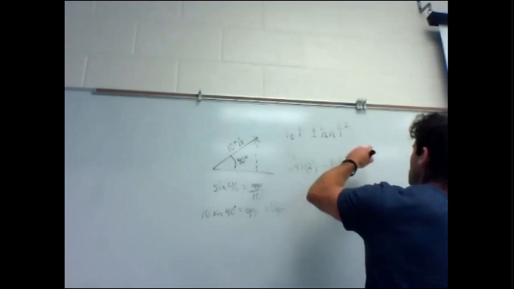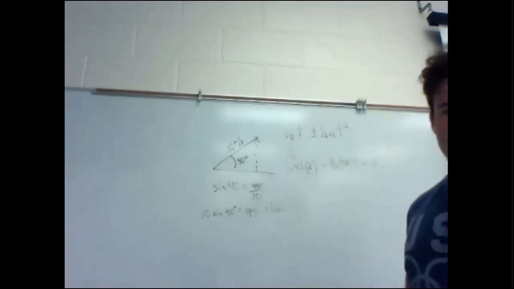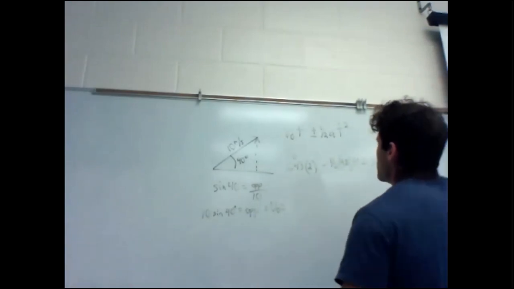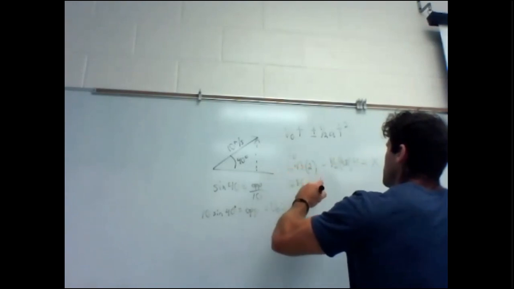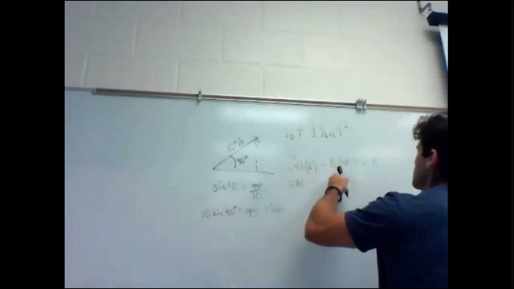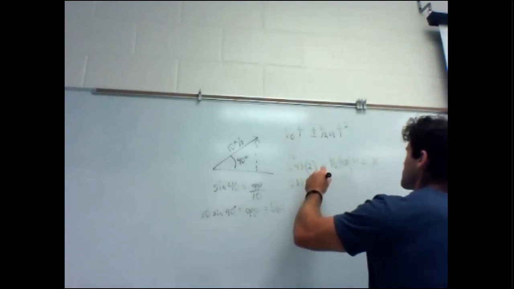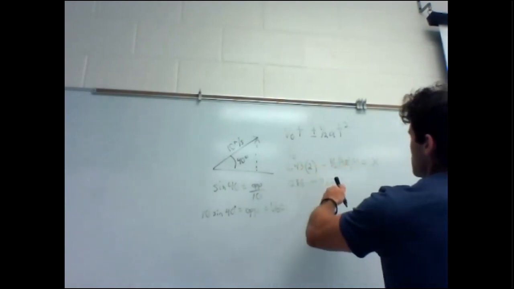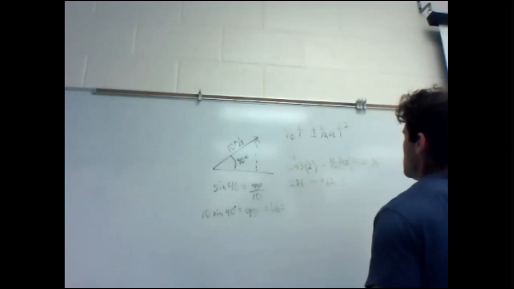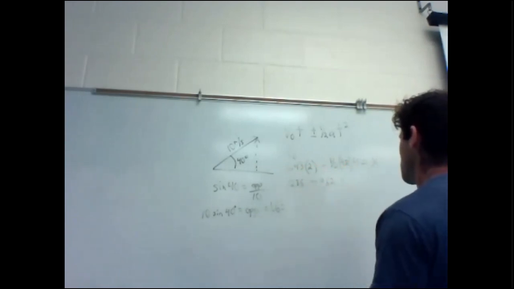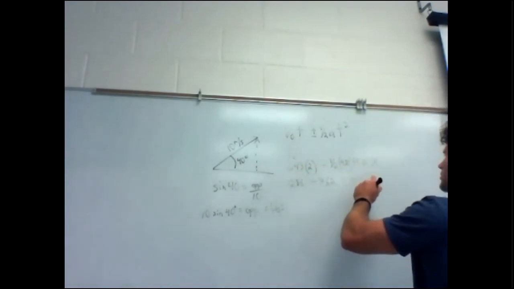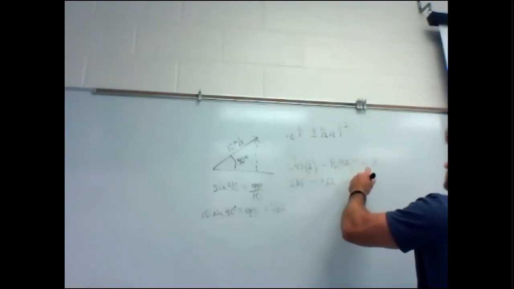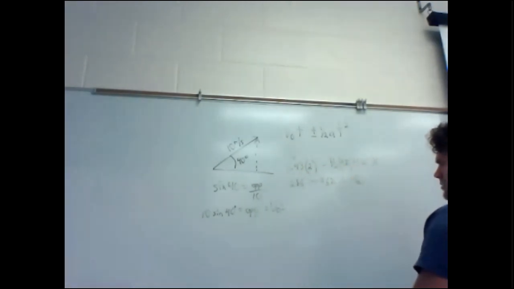And that's going to equal our distance. So 6.43 times 2 is going to give us 12.86, minus 1/2 of 9.81 times 4, which is going to give us 19.62. So now it's 12.86 minus 19.62, which is going to give us a grand total of negative 6.76.